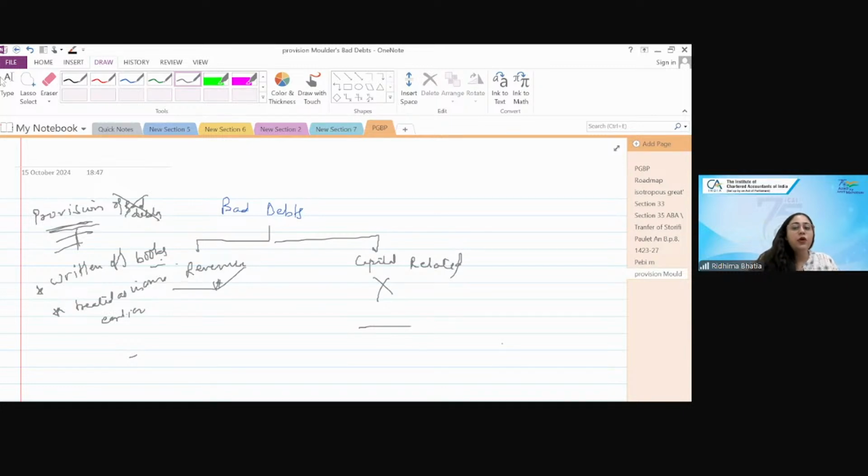But what about bad debt recovery? What about later if I recover the bad debts? Treated as income. Absolutely, very good. So suppose I had to receive 1 lakh in previous year 22-23 from Mr. X. Okay, so 1 lakh I showed as sale.